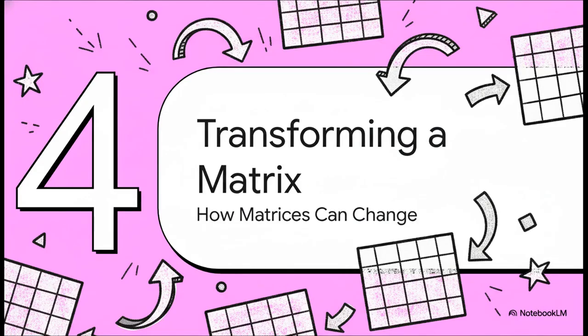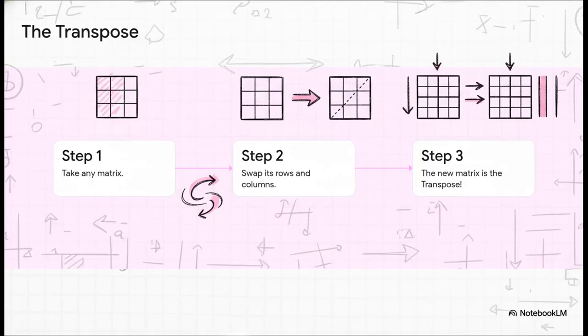Okay, for our last section, we're shifting gears a bit. We've been identifying different types of matrices. Now we're going to talk about actually doing something to a matrix, one of the most basic transformations out there. It's called the transpose, and the idea is actually pretty simple. You basically just flip the matrix over its main diagonal. The first row becomes the new first column, the second row becomes the new second column, and you just keep going. So a 3x2 matrix flips into a 2x3.